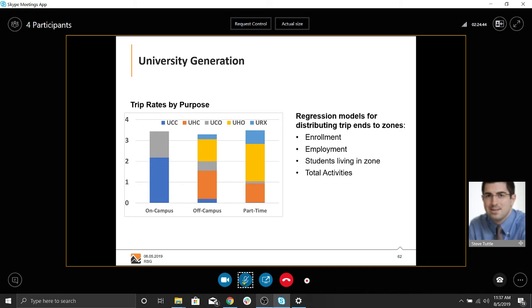So if you're living on campus, then by definition, there are no UHC and UHO trips. Those only apply to folks who live off campus. So they're making a lot of campus to campus trips and making some campus to other trips. Off campus students, you observe a good bit of home to campus and some home to other trips.